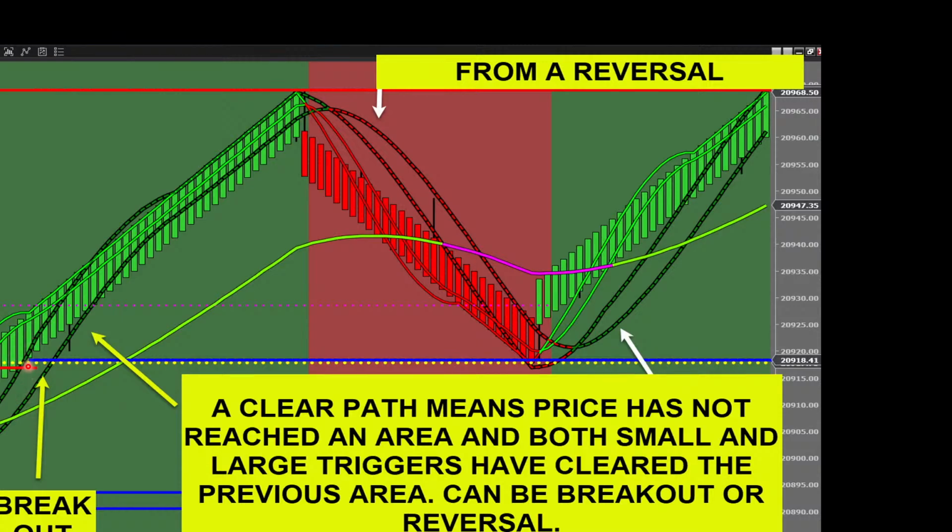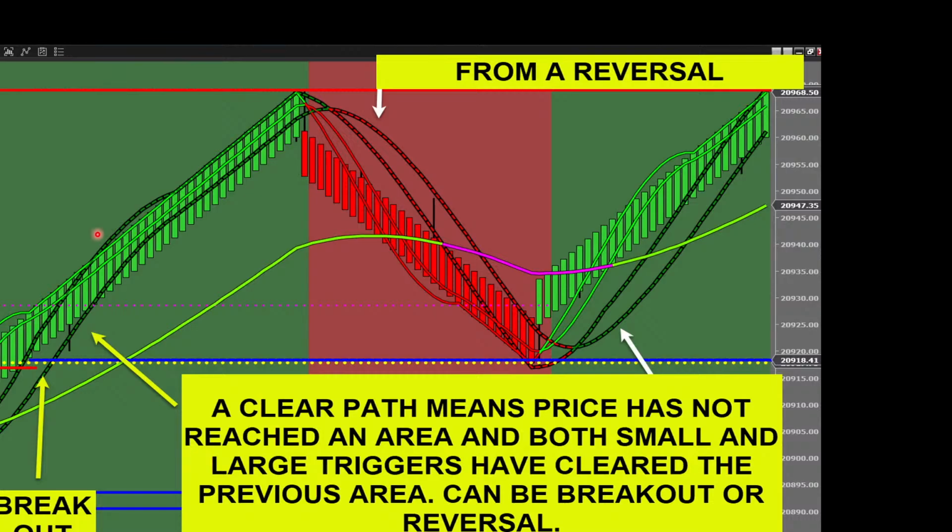But an area is not considered broken until both the small triggers and the large triggers get through the area. So price reaches it over here. It's a termination condition. It is not a clear path. It's not a broken area until almost 12 bars later, when both the small triggers and the large triggers get above resistance. Resistance begins to behave as support. This is what it looks like when an area breaks. We call this a breakout of Fibonacci.